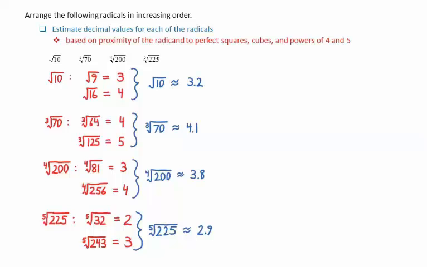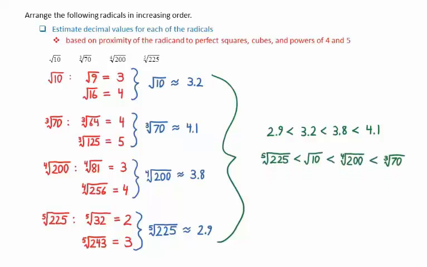We can then look at the decimal numbers and order them in increasing order. Note that 2.9 is the smallest, then 3.2, 3.8, and 4.1. This corresponds to the fifth root of 225 being the smallest, then the square root of 10, then the fourth root of 200, and the biggest is the cube root of 70.